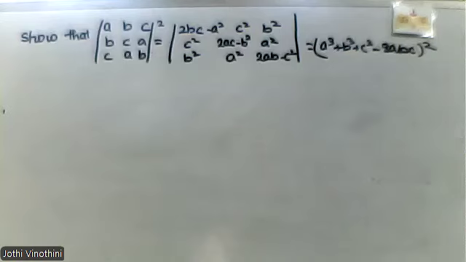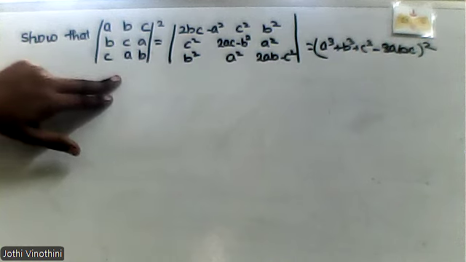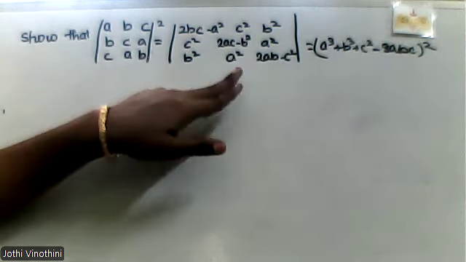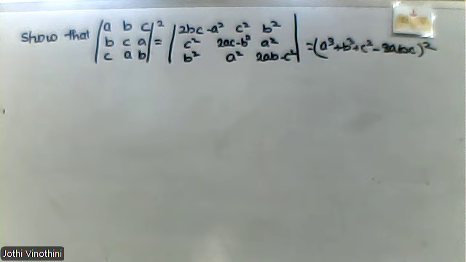This is the next sum we are going to solve, right? So we are provided with a matrix. They said that the matrix square is equal to another matrix, which is again equal to a cube plus b cube plus c cube minus 3abc the whole square. So shall we start to solve?